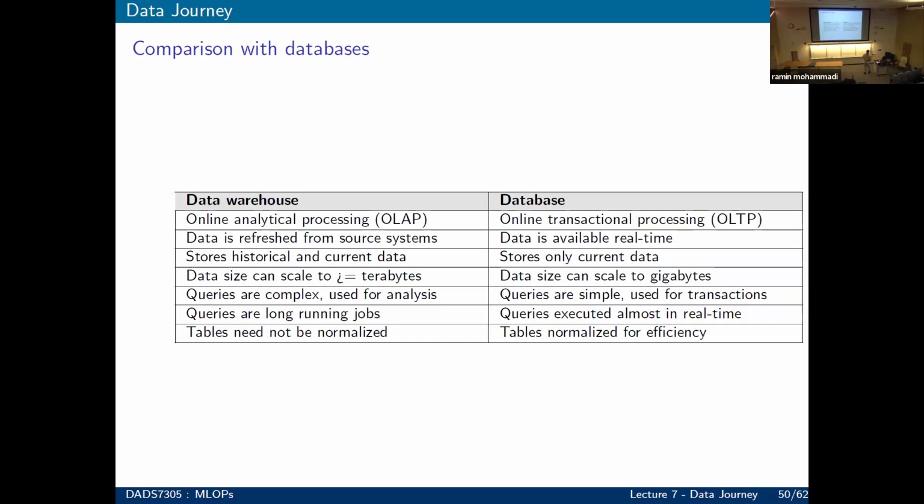A database stores current data. A data warehouse has time variant data. Okay. Database size is in gigabytes. A warehouse can go to terabytes. Databases normally have simple queries, but a data warehouse does not have simple queries because it's meant for analytics. So you need to actually write those queries properly.